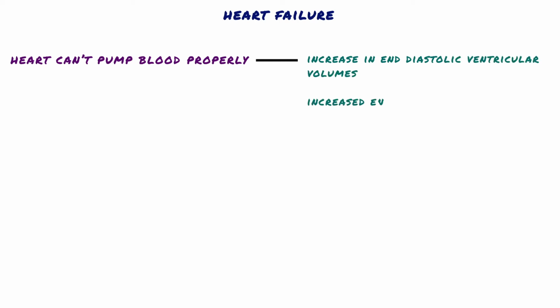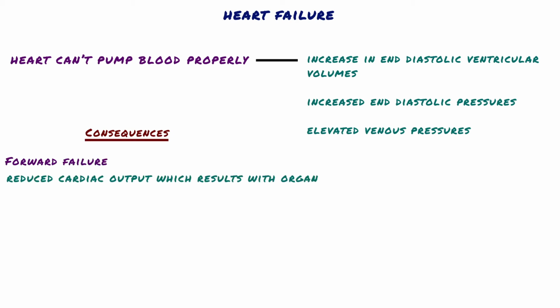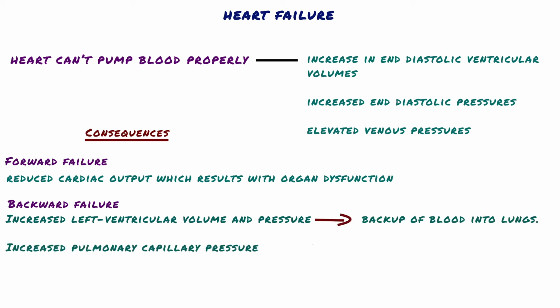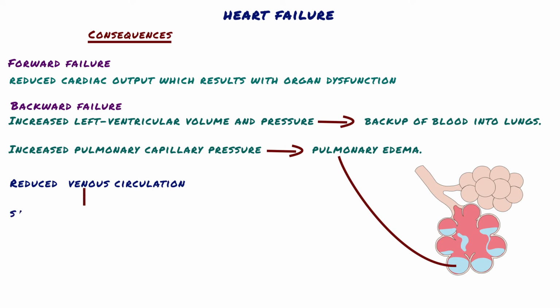When the heart can't pump blood properly, there is an increase in end diastolic ventricular volumes, increased end diastolic pressures, and elevated venous pressures. Consequences of these situations: forward failure, reduced cardiac output, which results in organ dysfunction; backward failure, increased left ventricular volume and pressure, which causes backup of blood into lungs; increased pulmonary capillary pressure results in pulmonary edema. Reduced venous circulation leads to systemic venous congestion, which results in edema and progressive congestion of internal organs.